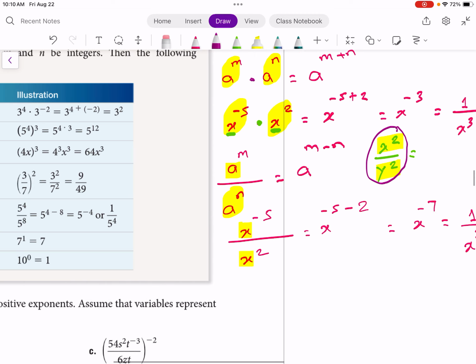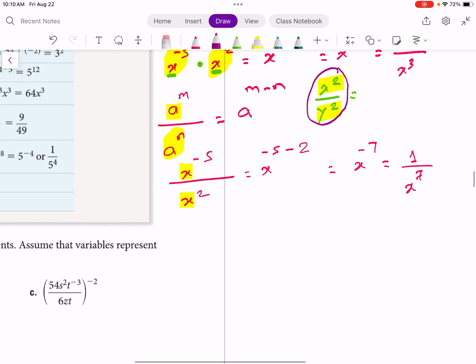Okay, the next one. Let's say we have a times b, the product of two numbers, with exponent m. Here we have parentheses, so this exponent m applies to both a and b. Here a has a power of 1 and b also has a power of 1, right? So you distribute your exponent to each base. This is a to the power m times b to the power m. This is the next property.